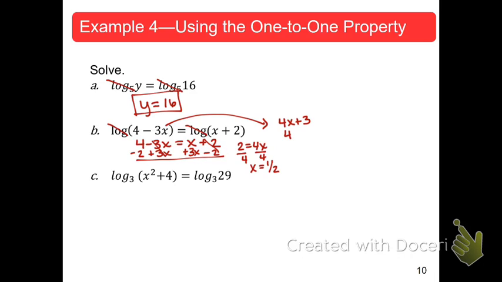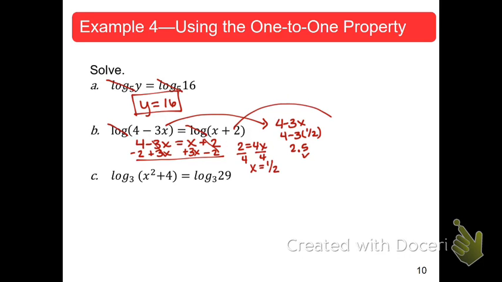I'm going to plug in the 1/2. I'm sorry, I wrote that wrong. I'm going to plug it into the 4 minus 3x. So I get 4 minus 3 times 1/2, which ends up giving me 2.5. 2.5 is not negative, nor is it 0, so it's okay.